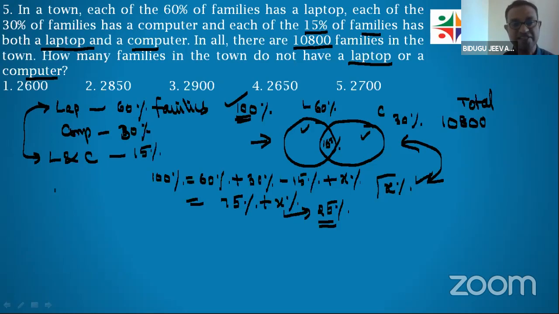25% of the families do not have laptop or computer. But how many people are there in the colony? 10800. In this, I want to calculate 25%. Very simple. 25% means half of 50%. Is it right? This is 10%. 10% of 10800 is 1080. This is nothing but 50%. In this half again, 2700.